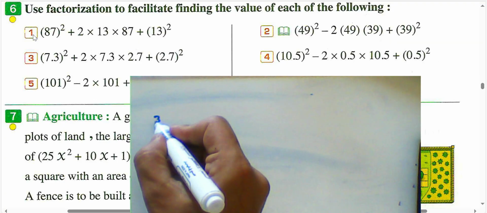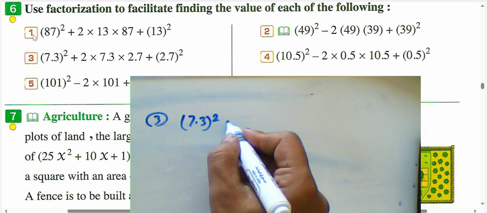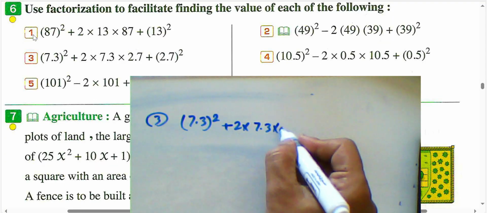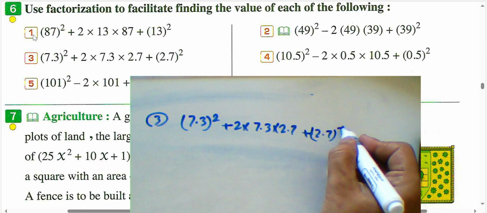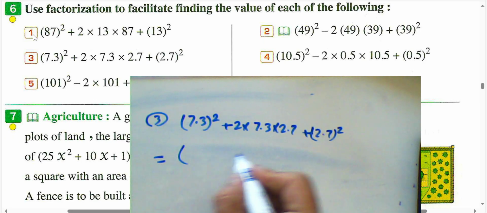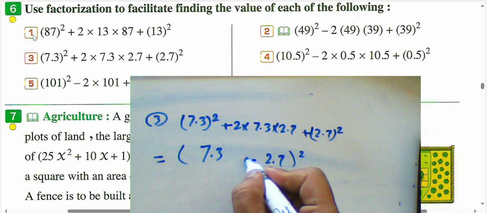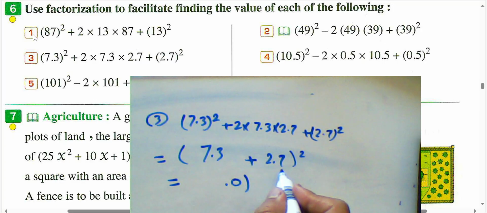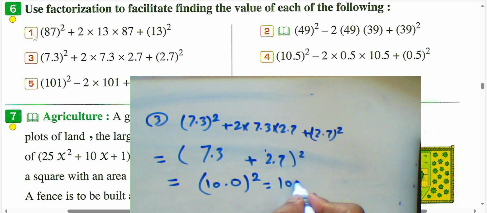Number 3: 7.3 all power 2 plus 2 times 7.3 times 2.7 plus 2.7 all power 2. We have a perfect square: square root of the first and the third, and write the sign of the middle. Then we can add together 7.3 plus 2.7, it equals 10, 10 power 2, it will be 100.